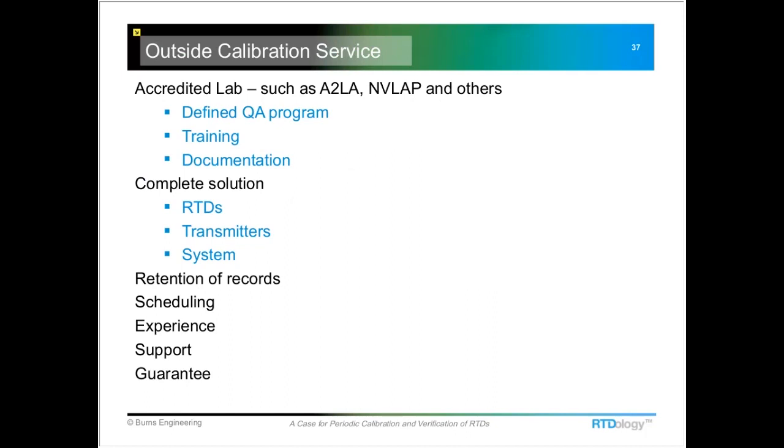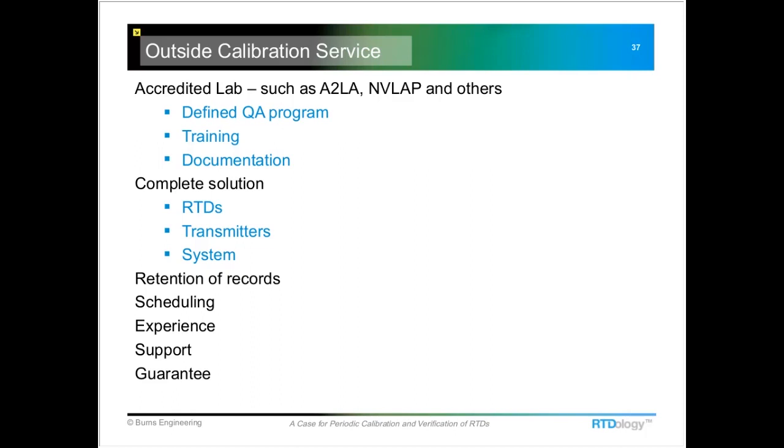And then outside calibration services, always a good idea to look for an accredited lab. A2LA and NavLab are two that are probably the most common. There are others out there. So you get this defined QA program. You know that the people doing the calibration were trained, and that everything is fully documented, and a very methodical procedure on how these calibrations are done has been followed. They typically need to retain records for a long period of time.